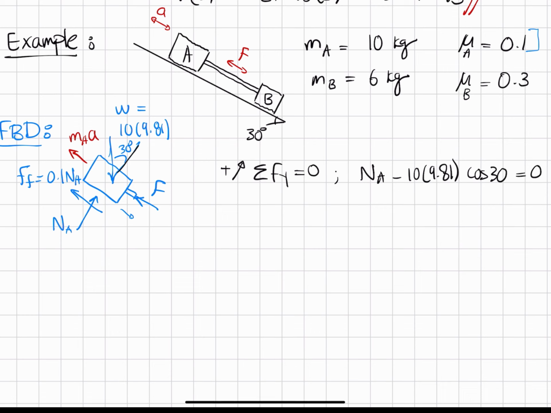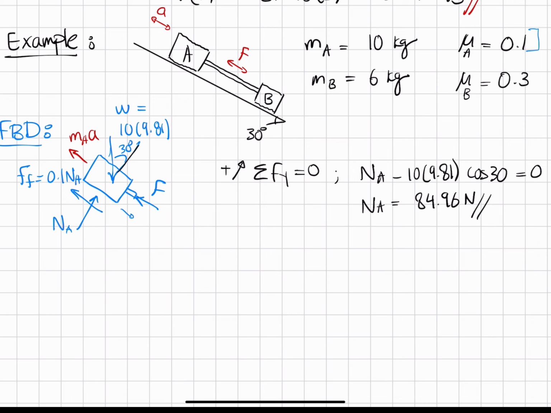There's really no acceleration normal to the plane of the surface because the mass is just sitting there. It's at equilibrium. So we have this going, and then all we have to do is calculate NA and move everything to the right-hand side, and you should have 84.96 newtons. Once we know this, we can move to the tangential direction to the slope.